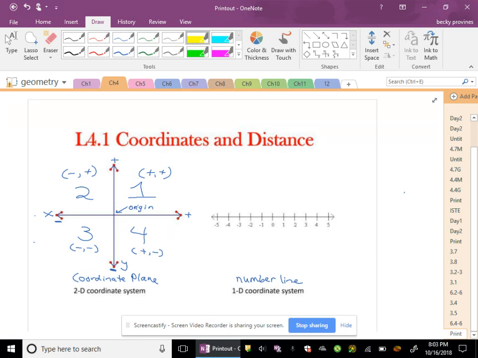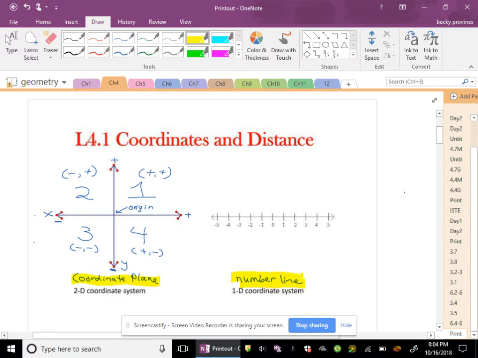On your next quiz, I'm going to ask you, what is a 2D coordinate system and what is a 1D coordinate system? So make sure you know a 2D coordinate system just means it has two axes. What is it called when you have two axes? This is a coordinate plane. Whenever you only have one axis, this is called a number line.